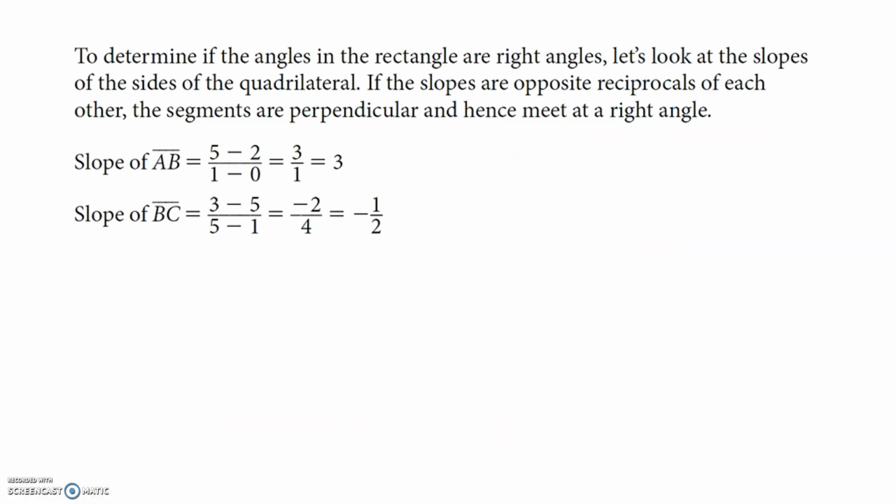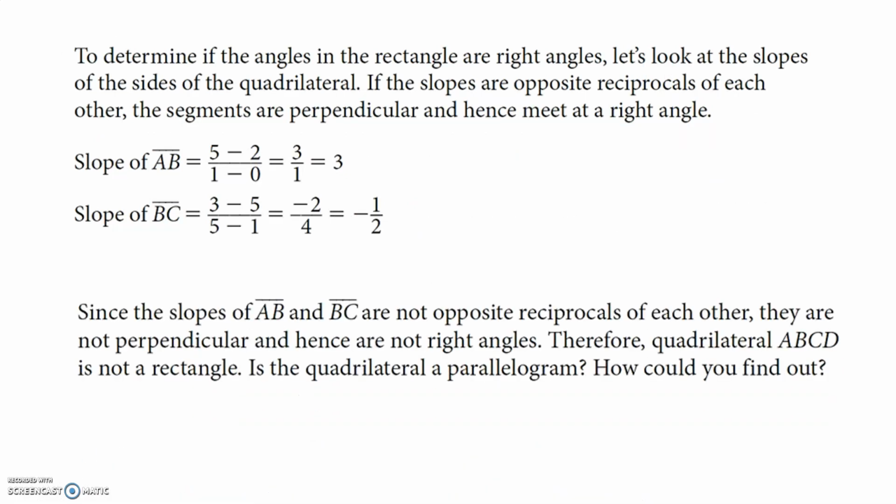So they find the slope of AB and the slope of BC. And if those are going to be perpendicular to each other to form right angles, they would have to be opposite reciprocals. And they are opposites, but they're not reciprocal. So therefore, in that figure, it's not really a rectangle, even though the opposite sides are equal. The angles are not 90 degrees.